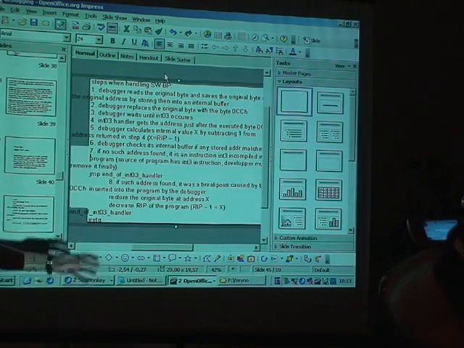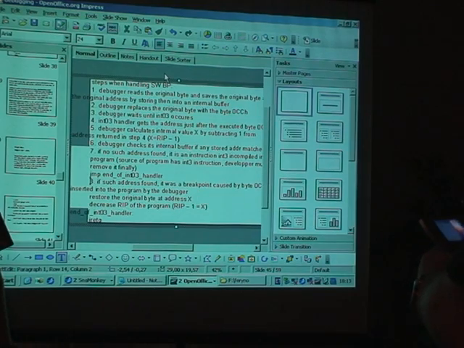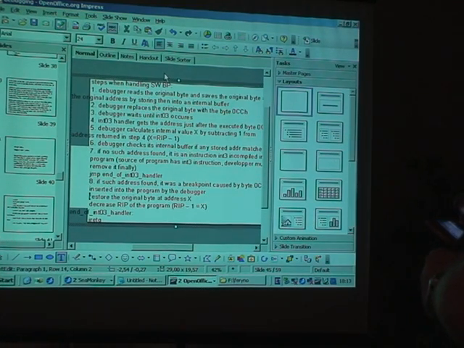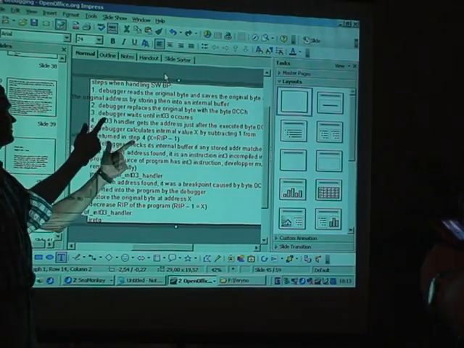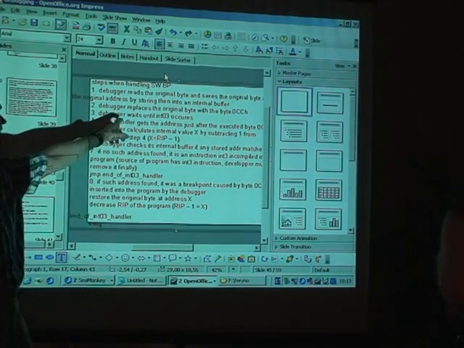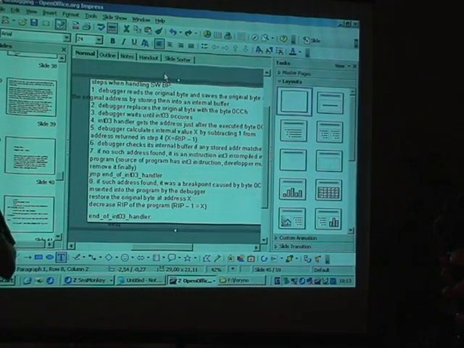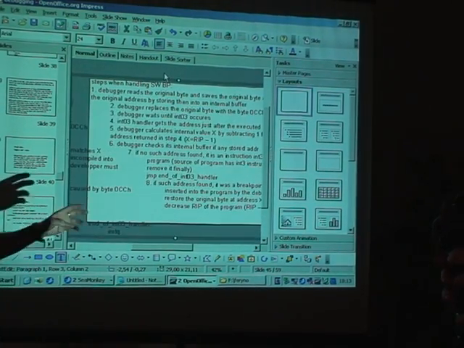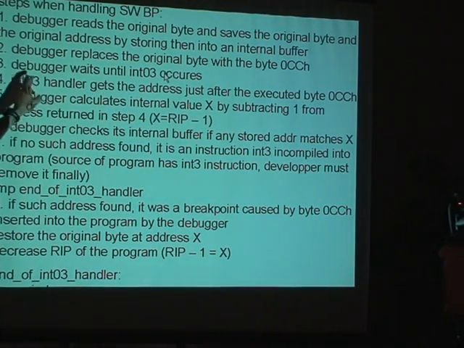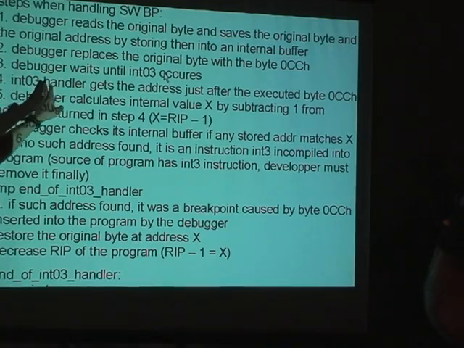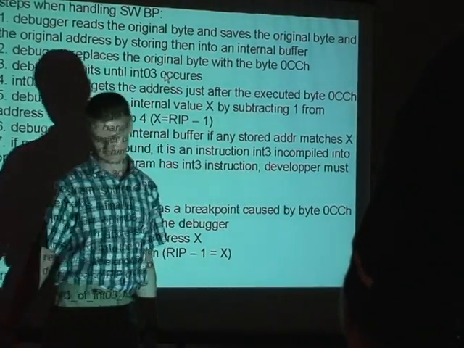Original address into internal buffer. As the second step, after saving the byte and the address, the debugger replaces the original byte, the first byte, the starting byte, not inside the instruction. The starting byte of the instruction is overwritten with this one byte, CC.